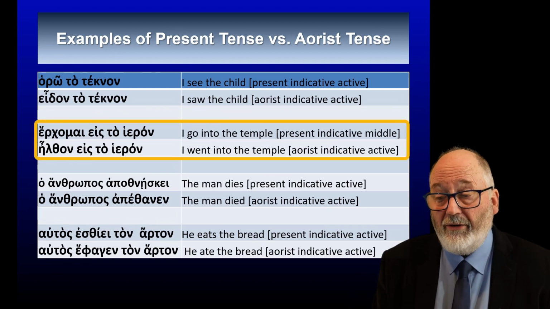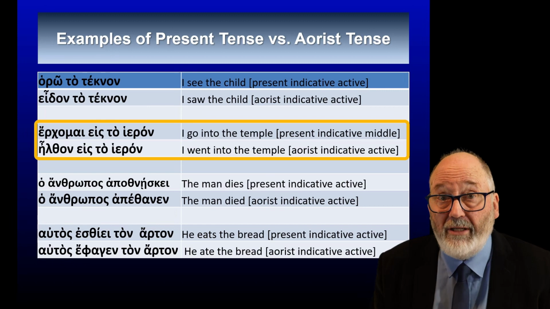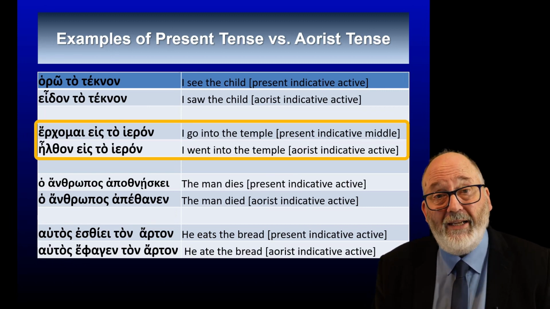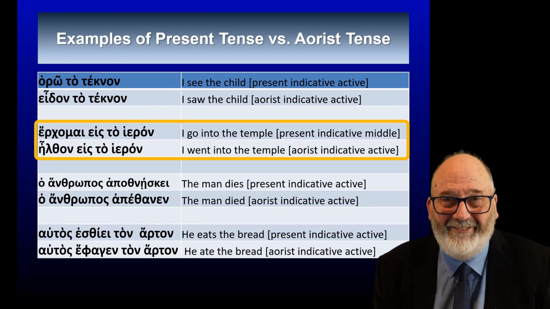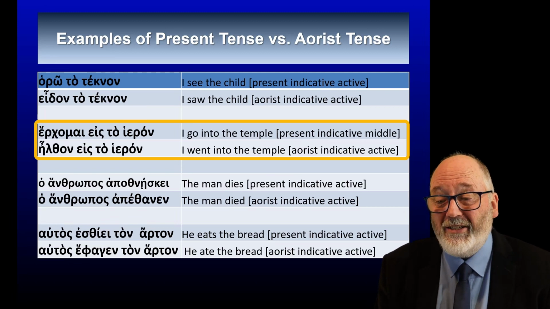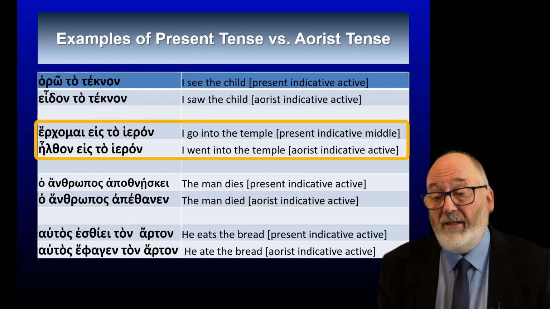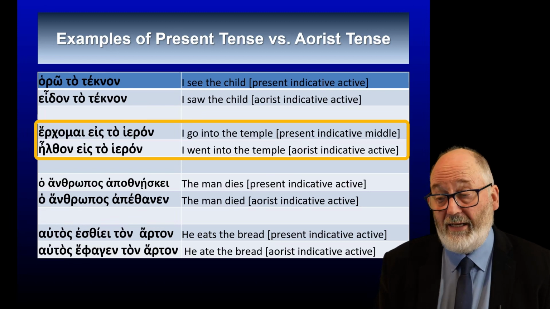Erchomai eis to hieron. I go into the temple. Actually, this is a bit tricky, isn't it? Because it's an omai verb. It's a middle verb, and it's the present indicative middle. But you will see that it's got an active aorist, elthon. Well, isn't that interesting? So, erchomai eis to hieron. I go into the temple. And elthon eis to hieron is I went into the temple.